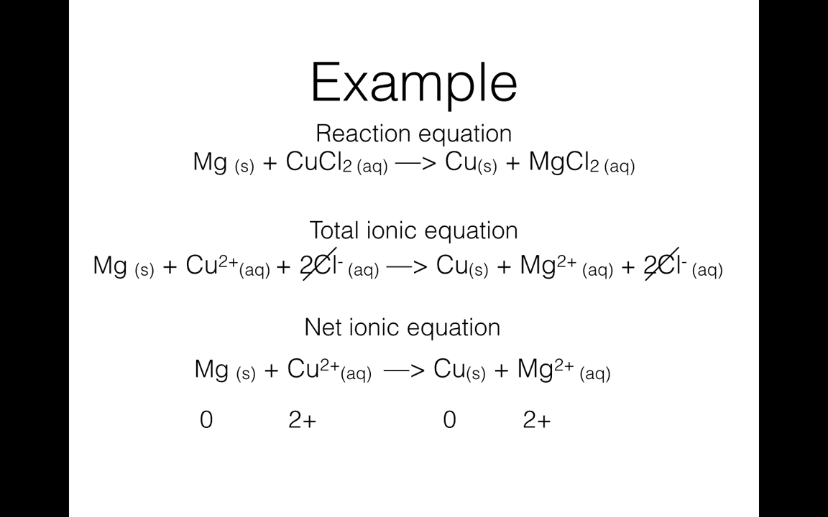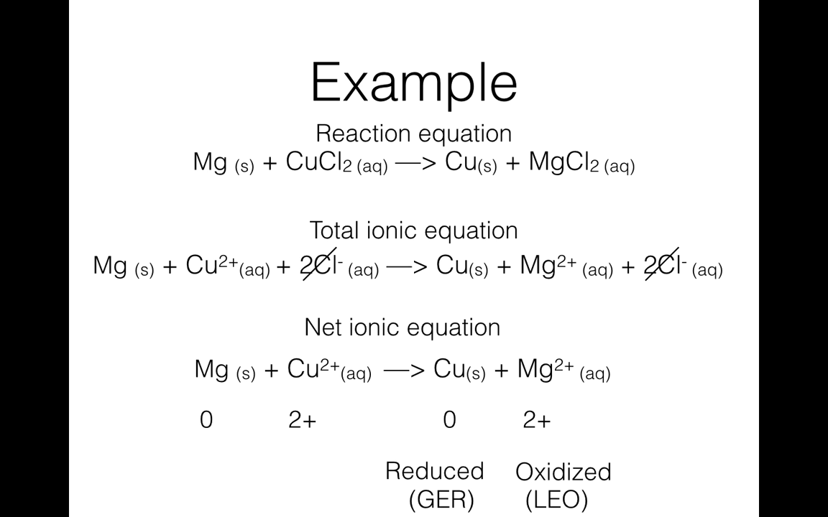And so we know that copper has been reduced because going from 2 plus to 0, it's gained 2 electrons, so that's our GER, gain electrons reduction. And we know that magnesium has been oxidized because going from magnesium 0 to magnesium 2 plus, it's lost electrons, and so that's oxidation.